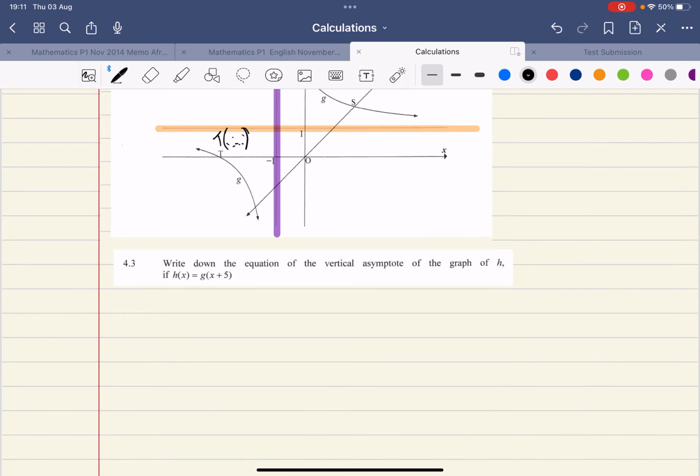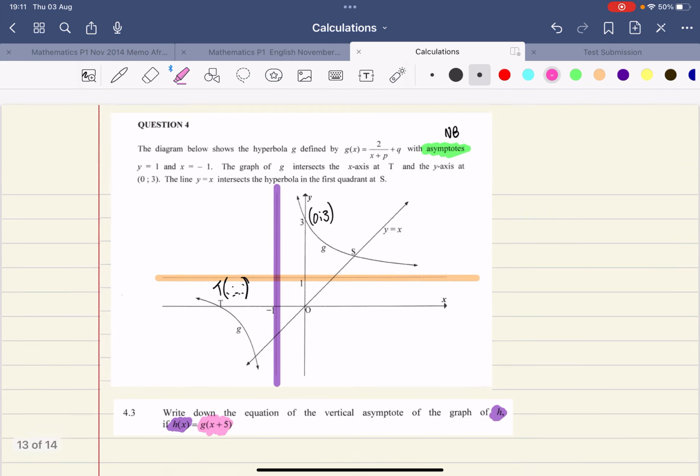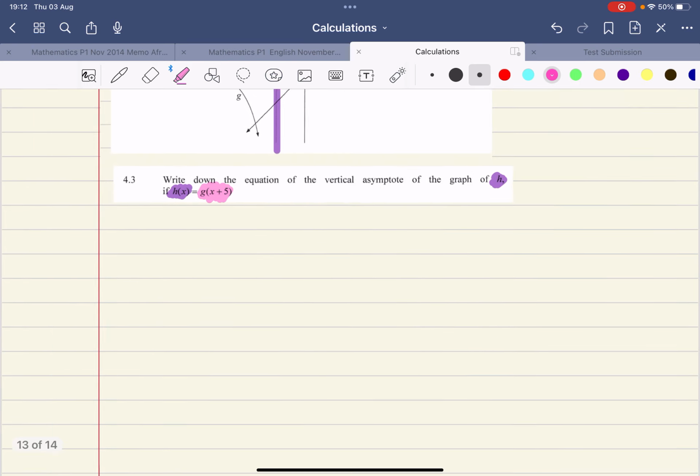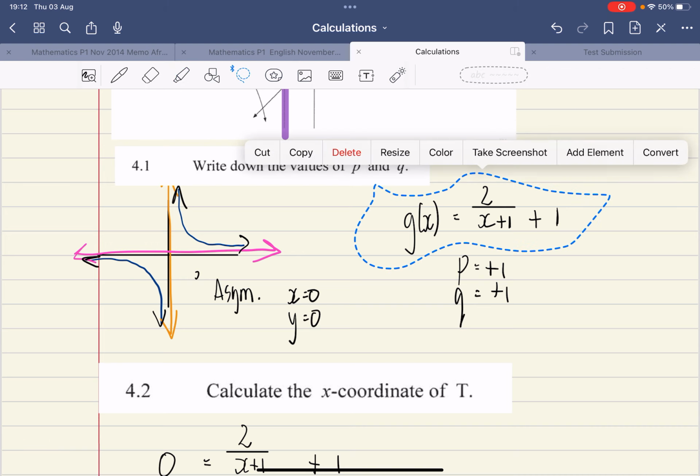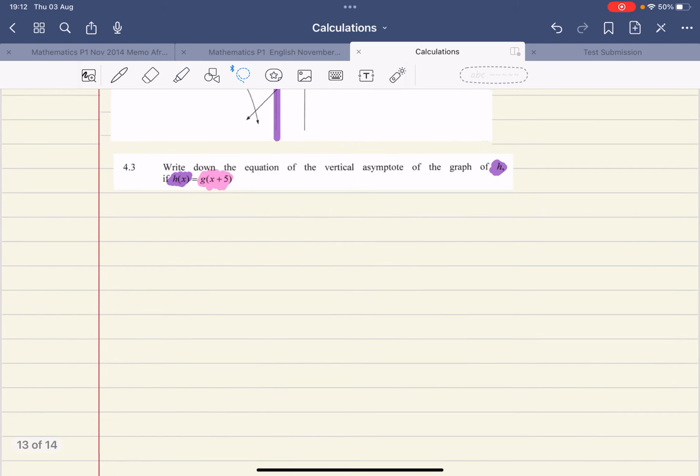4.3. Write down the equation of the vertical asymptote of the graph of h, where h of x equals g of x plus 5. Okay, very important here. What we need to be recognizing is we're dealing with a new function h of x, which is different to g of x. Let me actually get out g of x from the previous page that we've just calculated.